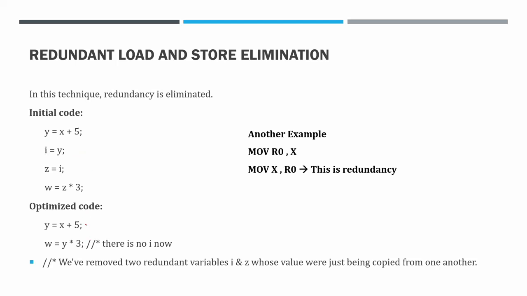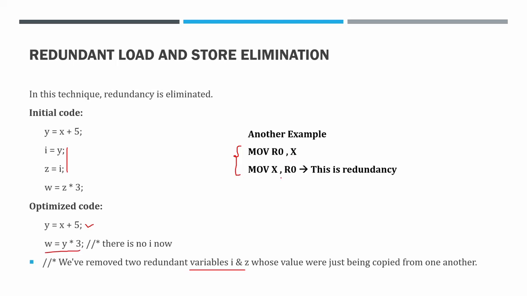Y equal to x plus 5 is okay. So what is the need for this thing? Instead of having this thing, we can directly say w equal to y into 3, instead of assigning y to I, again I to z, then using z here. This particular thing is not needed, right? So here w equal to y into 3, we can do it. So here we are removing two redundant variables, I and j. So here also the same example we have seen in the previous video lectures.